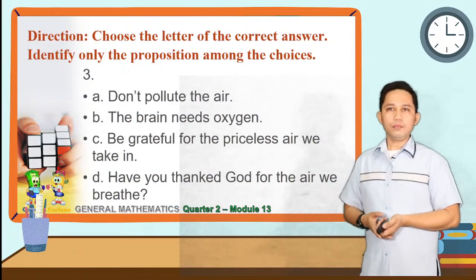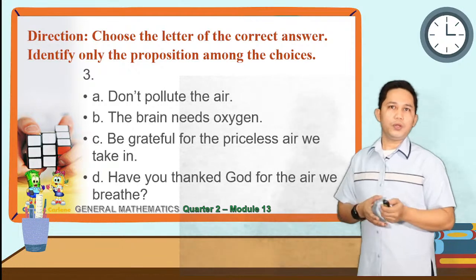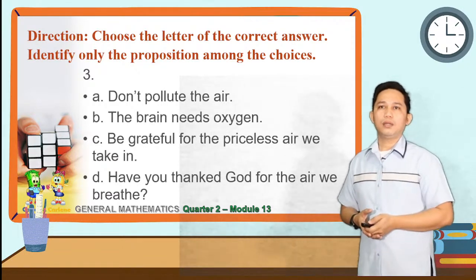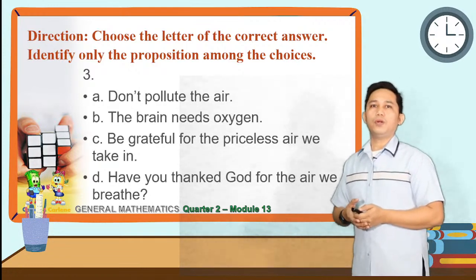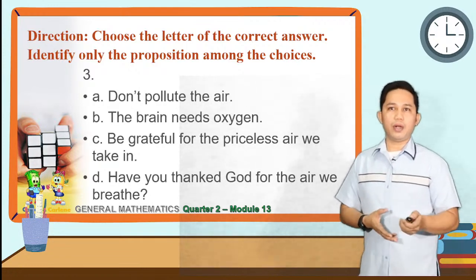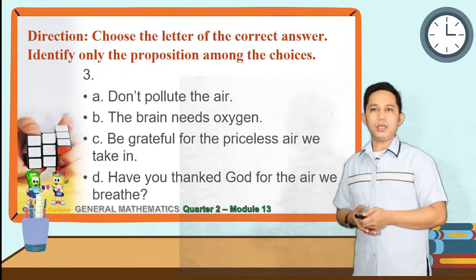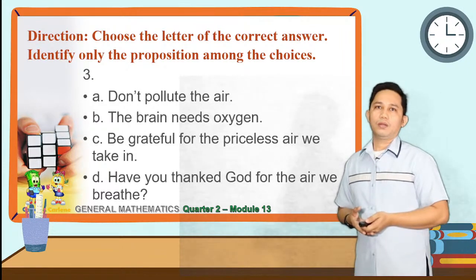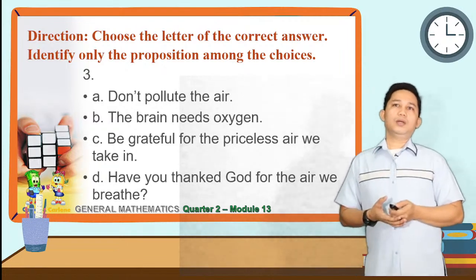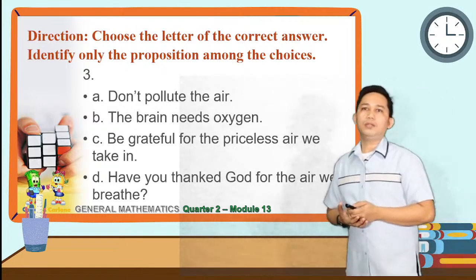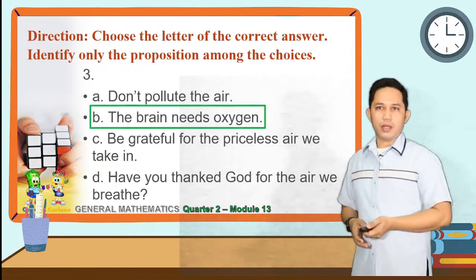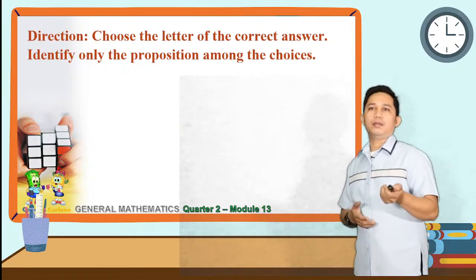Next, letter A: Don't pollute the air. Letter B: The brain needs oxygen. Letter C: Be grateful for the priceless air we take in. And letter D: Have you thanked God for the air we breathe? So among the choices, identify the only proposition. Yes, correct. It's letter B.